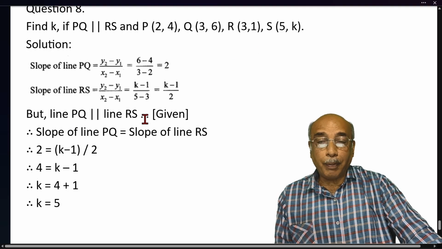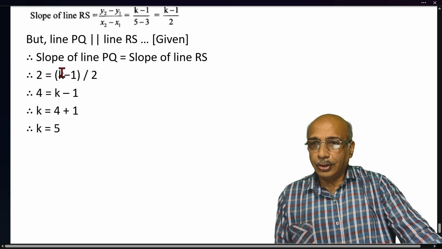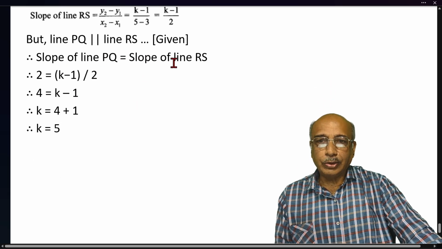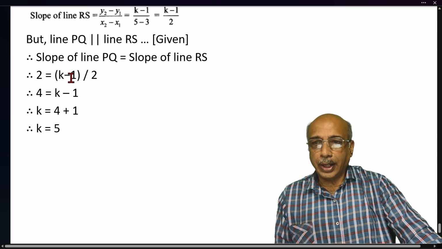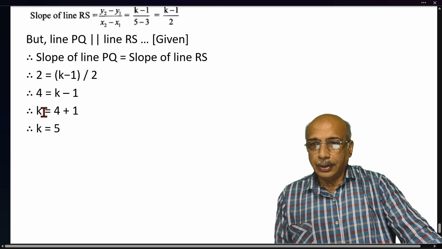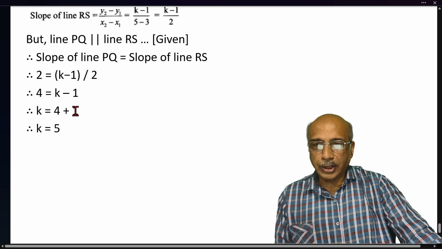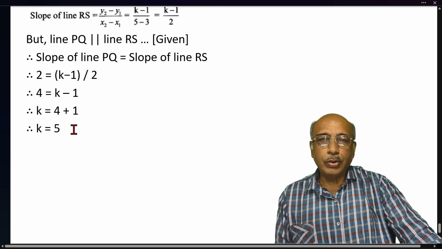But the two lines are parallel. Therefore, their slopes will be equal. So slope of line PQ equals slope of line RS. Therefore, 2 equals k minus 1 upon 2. Cross multiply here: 4 equals k minus 1. Therefore, k equals 4 plus 1. Therefore, k equals 5.